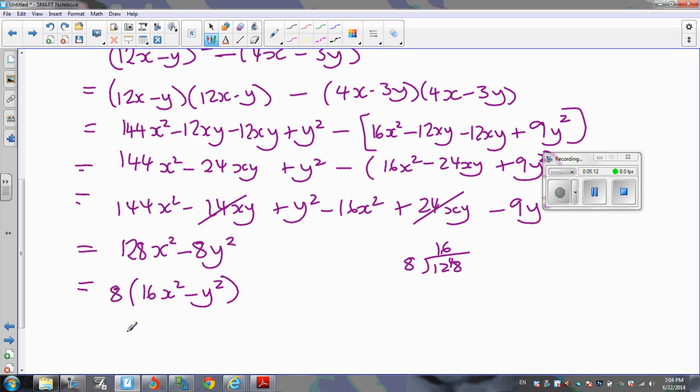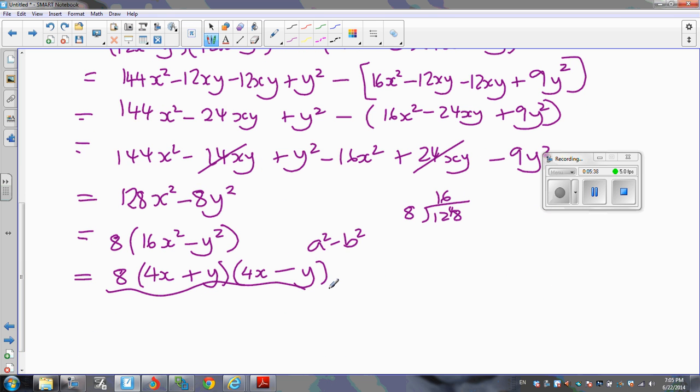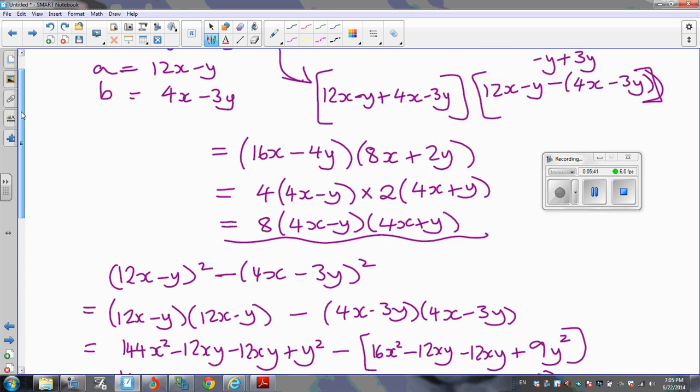Now I can see that this expression is in the form, again, of a squared minus b squared, difference of two squares, and it factorizes to, well, the square root of 16x squared, that's 4x. At the beginning of each bracket, I've got a 4x and a 4x. On the right of each bracket, I've got a y and another y. One's plus, one's minus, and you can see I've got the same expression as I had earlier. For 2 marks, though, that's a lot of work either way.